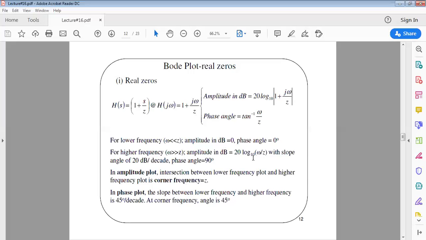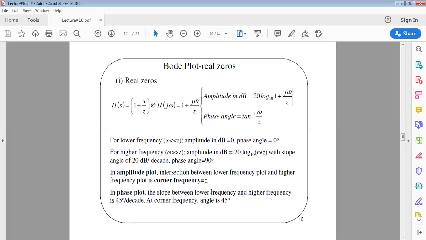Okay, and remember that for the case of real zeros, for higher frequency, there should be a slope of 20 dB per decade. And based on the phase angle equation, and based on the condition of omega being much bigger than Z, the phase angle will then equal 90 degrees. Okay, so for the amplitude plot, the intersection between the lower frequency and higher frequency plot is a corner frequency of Z. And for the phase plot, there should be a slope between lower frequency and higher frequency of 45 degrees per decade, and there should be an angle of 45 degrees at the corner frequency value.